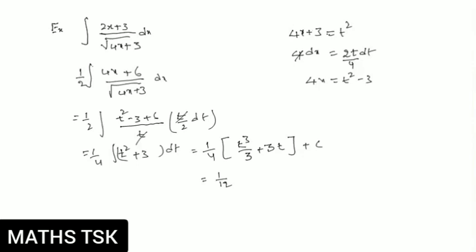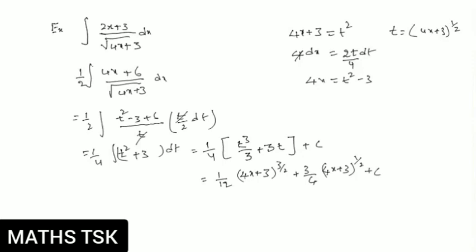t is equal to (4x plus 3) whole to the power of 1 by 2. So now what is the whole cube? This is (4x plus 3) whole to the power of 3 by 2. And then 3 by 4 into t. t is nothing but (4x plus 3) to the power of 1 by 2, plus c. This is the example for this.